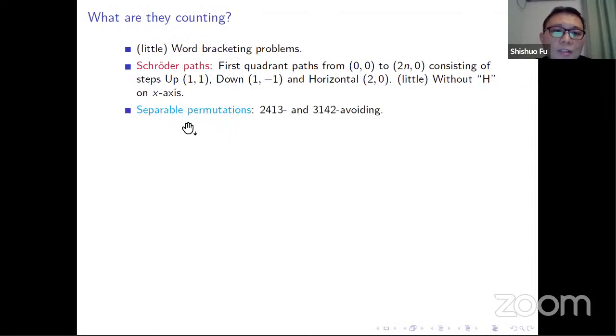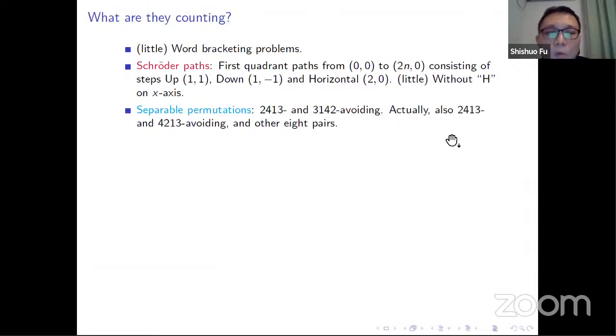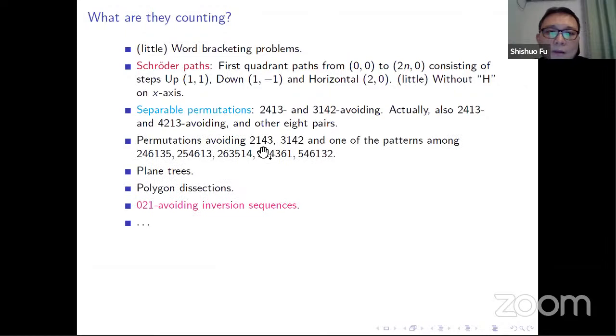There is also the notion of separable permutations, or in terms of pattern avoidance, 2413 and 3142 avoiding permutations. I will explain this terminology momentarily. In terms of pattern avoiding permutations, there is more than one interpretation. Here are also two counted by 2413 and 3214 avoiding permutations, and 8 other pairs. And also something a little weird like this, avoiding these two patterns and one of the patterns among these 5 candidates. Also plane trees, polygon dissections, and 0-2-1 avoiding inversion sequences. Inversion sequences are also called Lehmer codes, a nice way to encode permutations, and 0-2-1 avoiding puts further restrictions on normal inversion sequences.